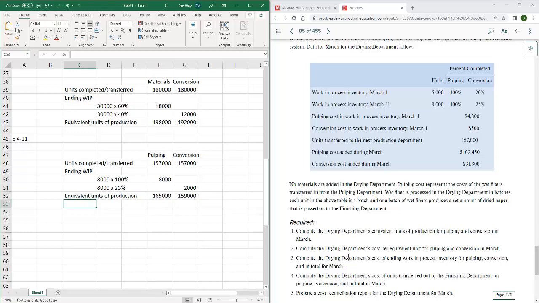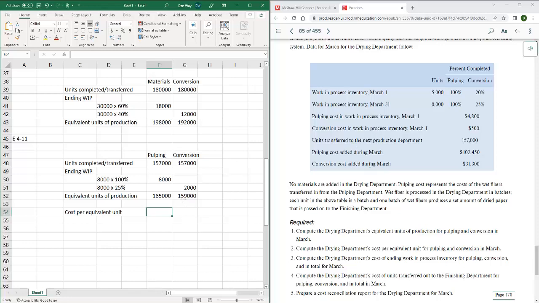Next up, it said to come up with the drying department's cost per equivalent unit for pulping and conversion. Okay, so cost per equivalent unit. Always keep in mind that this cost per equivalent unit gives you that nice little hint that, in case we were starting here, it would be a nice reminder that we have to come up with the equivalent units of production first. Right? So you don't want to worry about cost per physical unit. Always want to think about cost per equivalent unit, so trying to really measure the amount of work we've done in terms of those whole units and then what it cost us.